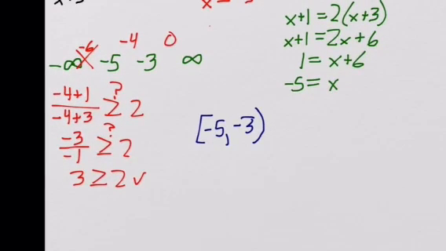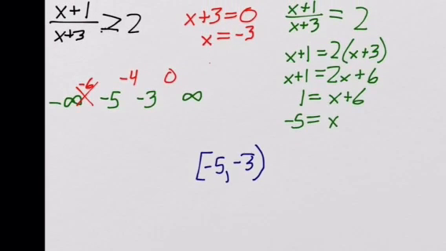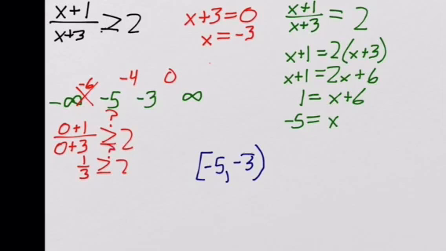A good number to work with in that range is 0. So I'd go ahead and plug 0 in. So (0 + 1)/(0 + 3) greater than or equal to 2. 1/3 greater than or equal to 2. That is not true. So we can eliminate that part.